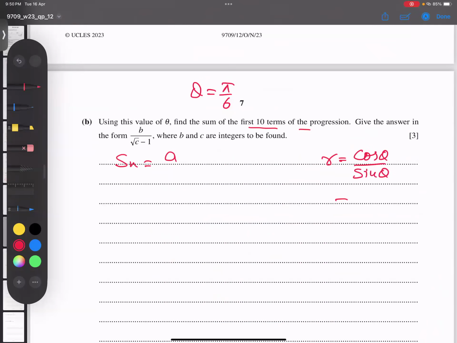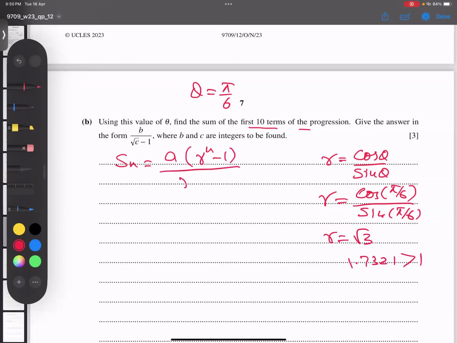You plug in both values one by one, cos pi by 6 and sine pi by 6. Let me tell you what the values are. It is coming as the reciprocal. It is coming root 3. So root 3 is R, which is bigger than 1 because its value is approximately 1.7321. So I will use this formula: A times R to the power n minus 1, over R minus 1. Make sure R is bigger than 1: R comes before and 1 goes later. Otherwise, 1 goes before and R goes later.